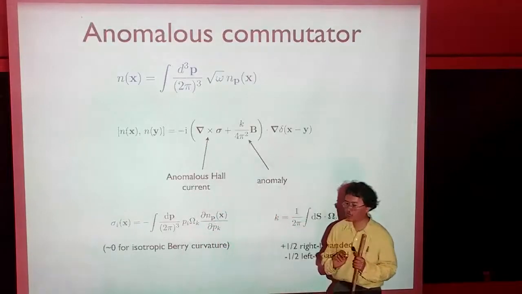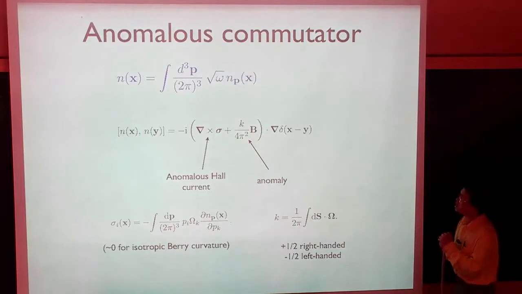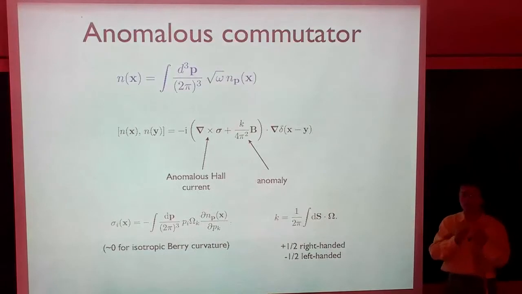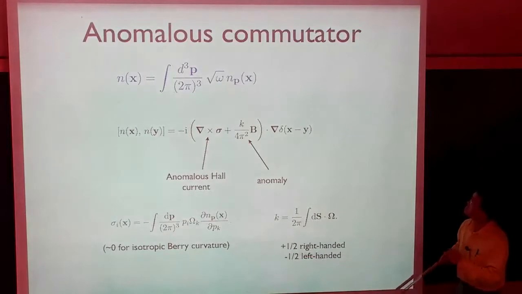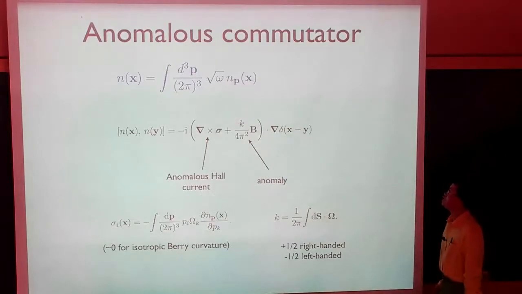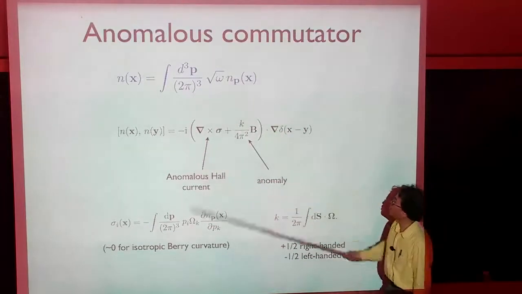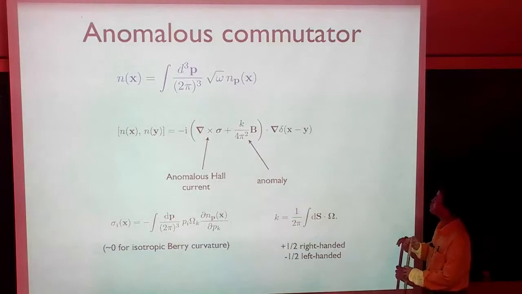there is a more elegant way to see the emergence of the anomalies by deriving first the anomalous commutators between the density of particles at two points, equal time commutators. So usually when we have non-relativistic physics, the densities at two different points commute with each other. But here, if we use the rules that have been postulated in the previous transparencies, if we define the density of charge in the usual way and compute the commutator, we find that this commutator is non-zero, especially in the presence of a magnetic field. So there are actually two terms.